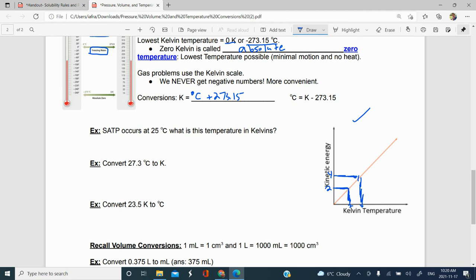SATP, and I'll teach you what that is later on, occurs at 25 degrees Celsius. What is the temperature in Kelvin? So we want to go from Celsius to Kelvin. We know our Kelvin temperature is going to be our degrees Celsius plus 273.15. So that's going to be our 25 degrees Celsius plus 273.15. And if you do 25 plus 273.15, we get 298.15 Kelvin.